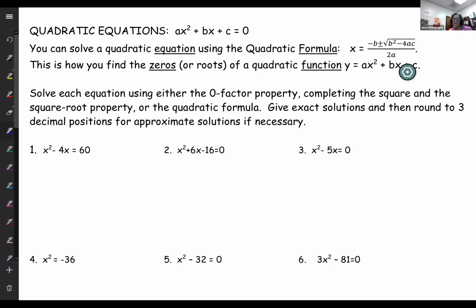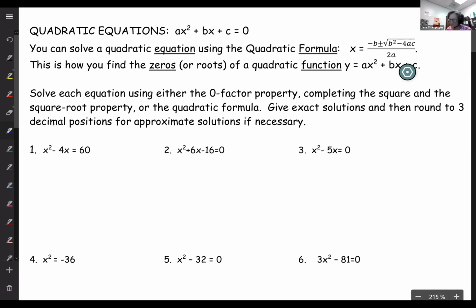And one is the quadratic formula. And the quadratic formula always works, but sometimes the equation will factor. And factoring can be a lot simpler than trying to calculate that formula. The formula, you have to be really careful about order of operations. And a lot of times people mess up with that. So you got to practice it.